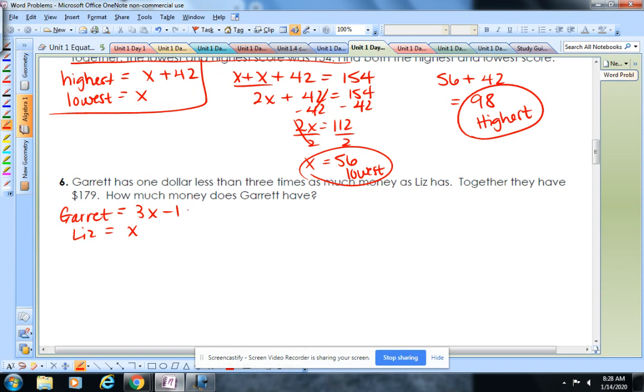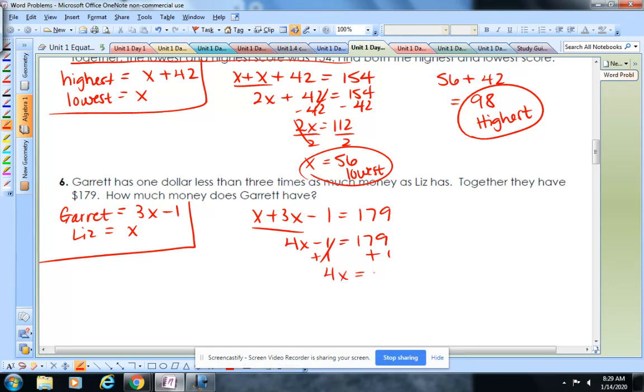Okay, it's called a verbal expression. All right, together they have $179. So how do I set an equation like that? Very good. Together means you add them together, basically. Right? Then we do what? Like terms. 4x minus 1 equals 179. Add 1. 4x equals 180. Divide by 4. x equals what? 41.